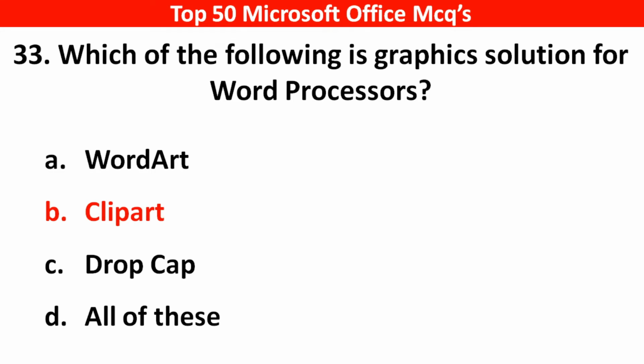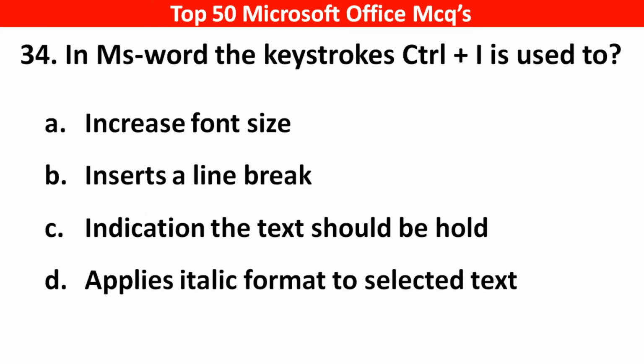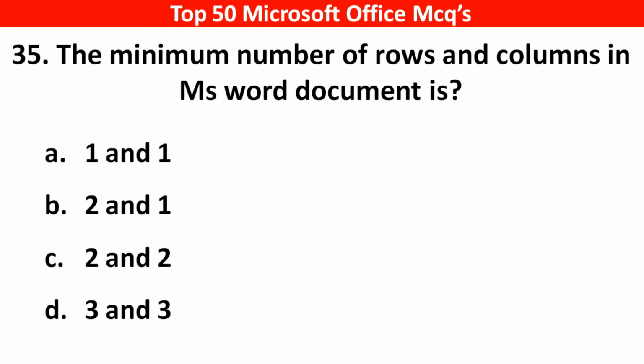Next question, in MS Word, the keystroke Control plus I is used to. Right answer is option D, apply italics format to selected text. Next question, the minimum number of rows and columns in an MS Word document is. Right answer is option A, 1 and 1.